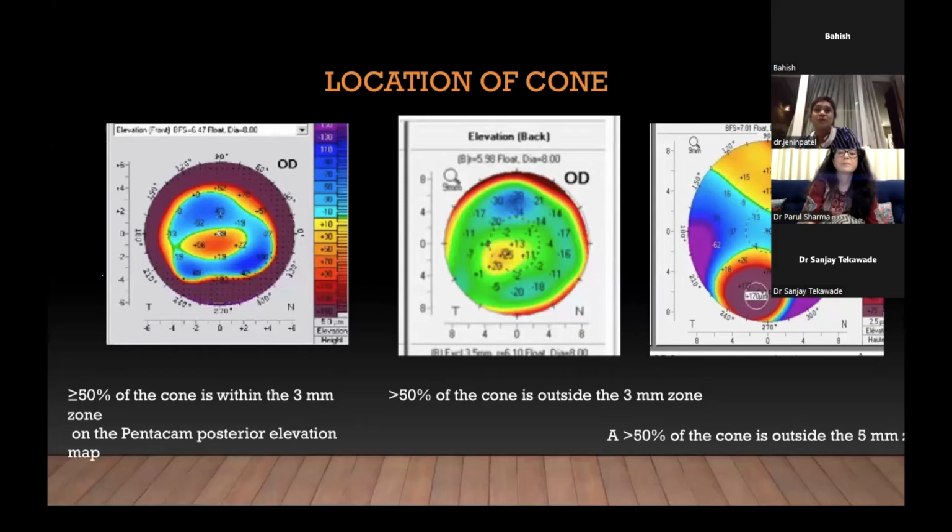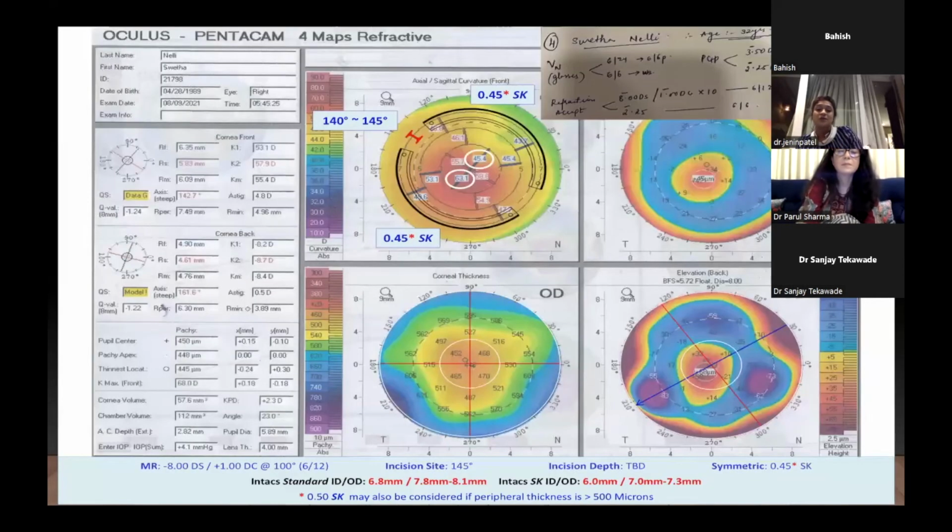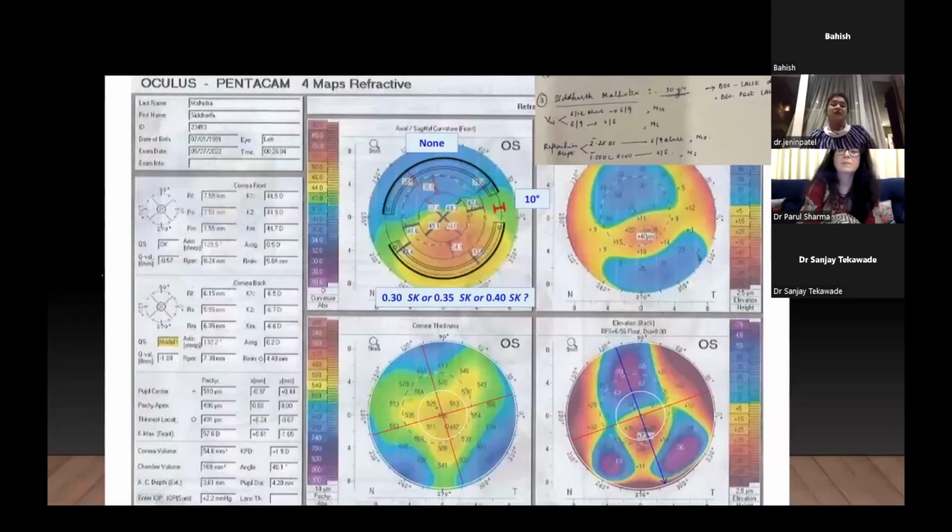The next most important thing you want to know is whether your cone is a centered cone or a decentered cone. In your posterior float, when 50% of the cone lies within the 3 millimeter, it is a centered cone. When more than 50% lies outside the 3 millimeter, it is a decentered cone. This helps you decide whether you want to use symmetrical ICRs or asymmetrical ICRs. This particular case is a case of post-LASIK ectasia.